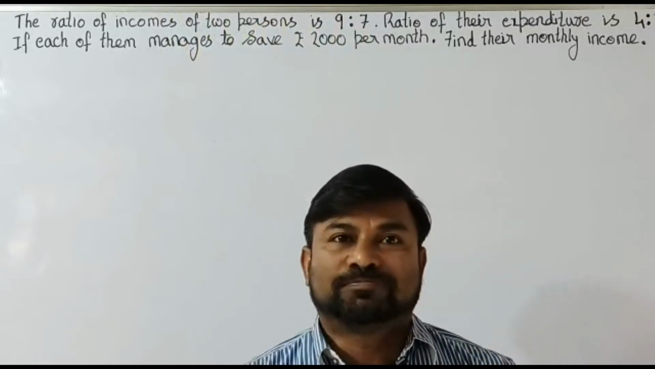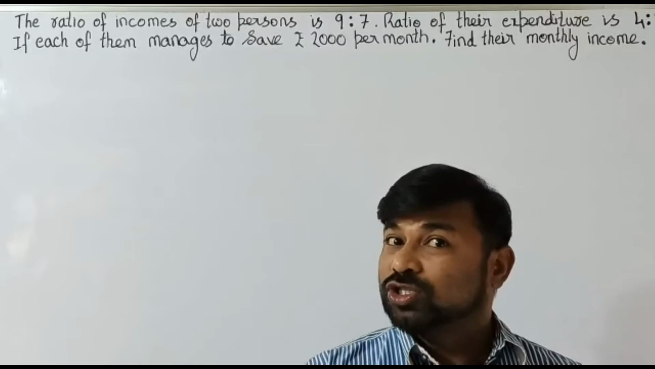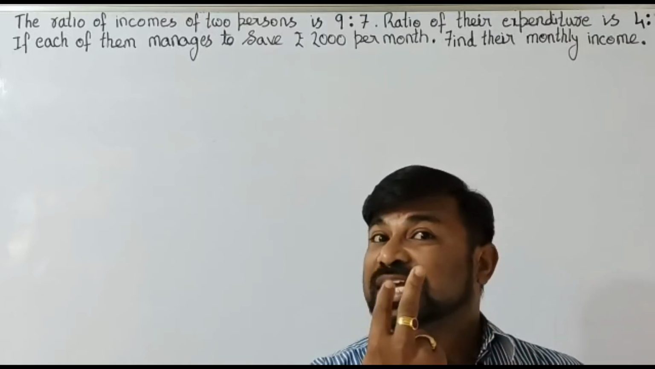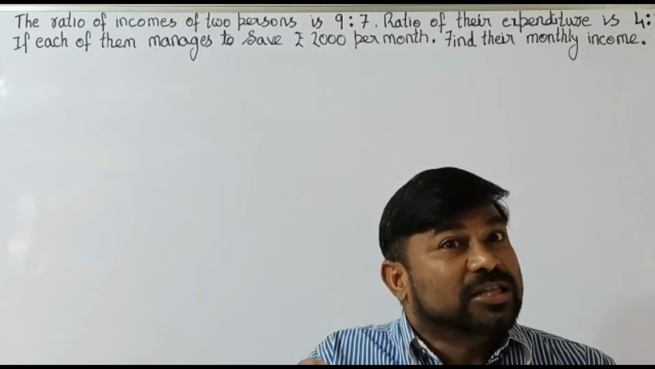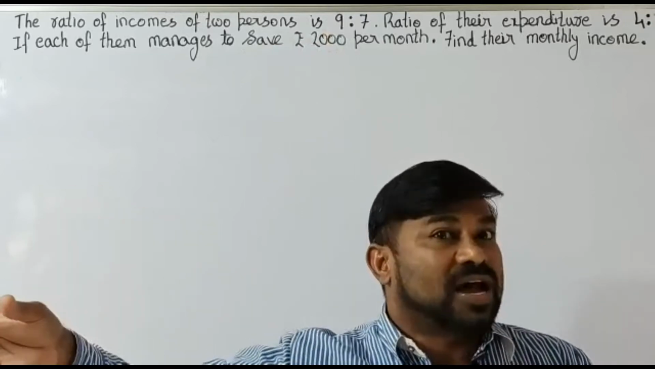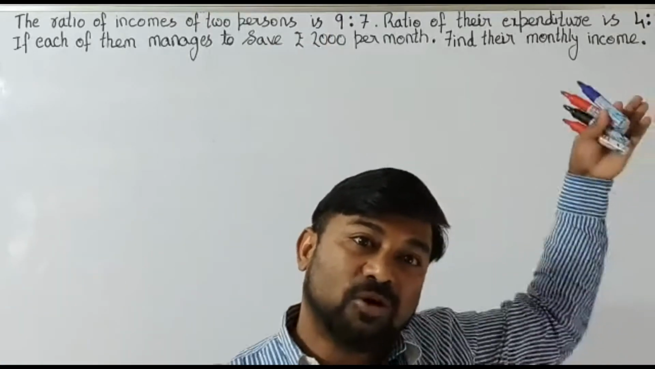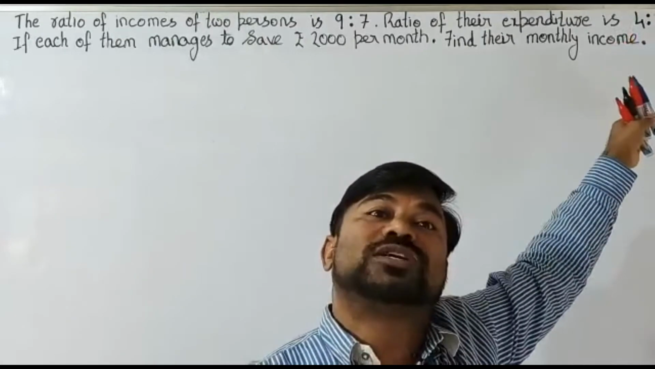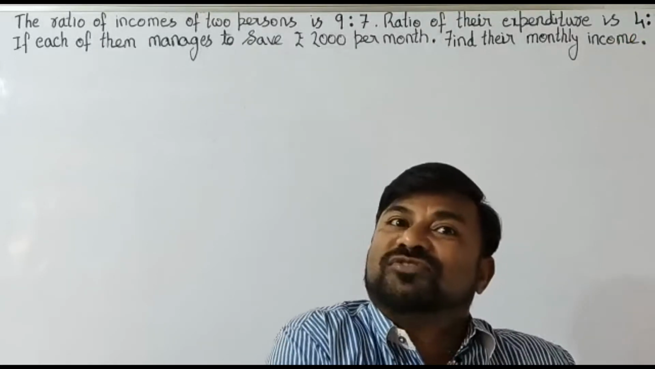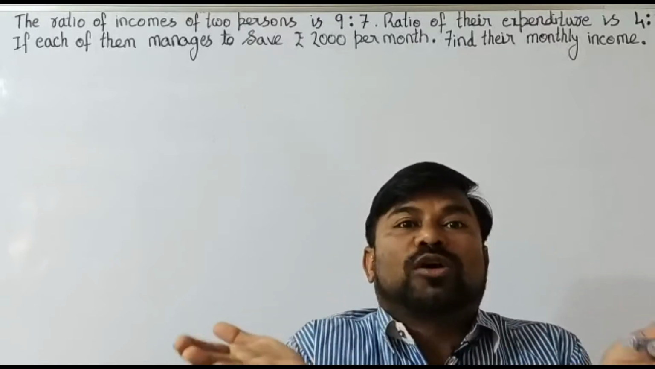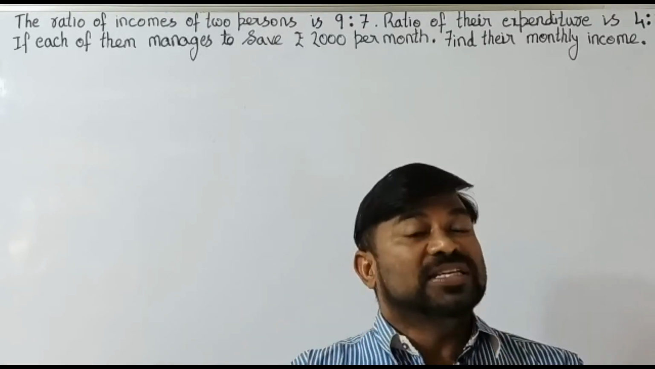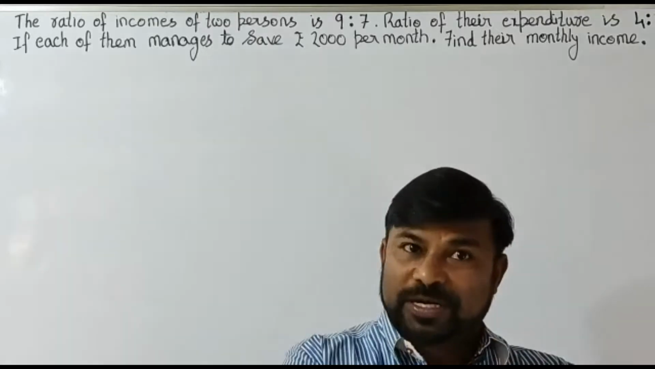Let me recapitulate the question. We have two persons, A and B. We are talking about savings, and the meaning of savings is obviously income minus expenditure. The ratio of their incomes is 9:7, A's income is in terms of 9 and B's income in terms of 7. Expenditure is in the ratio of 4:3, so A's expenditure ratio is 4 and B's is 3. But the logical point is both of them are saving 2,000 rupees each. As I said, savings is income minus expenditure.